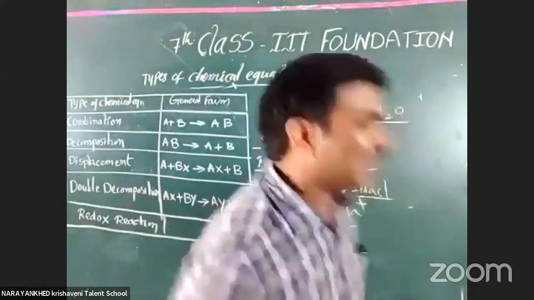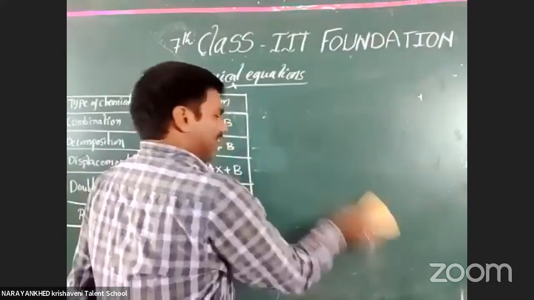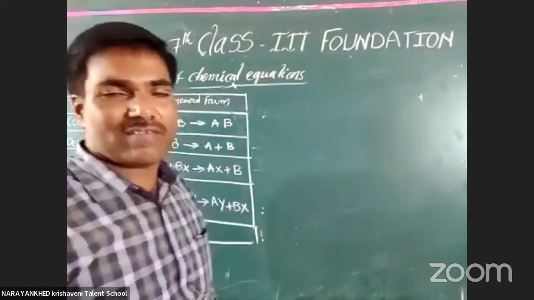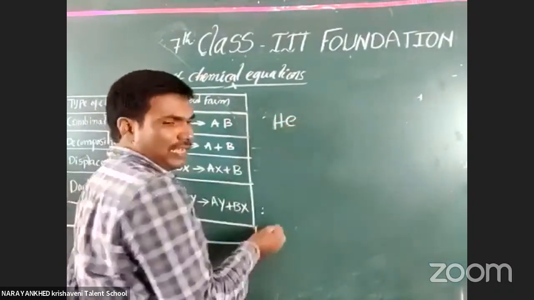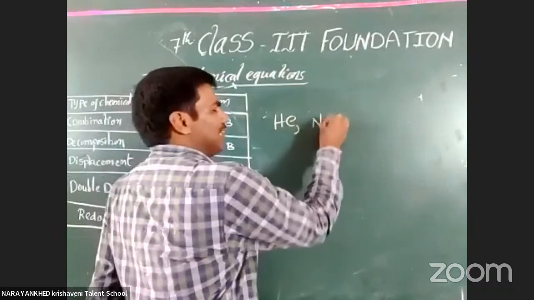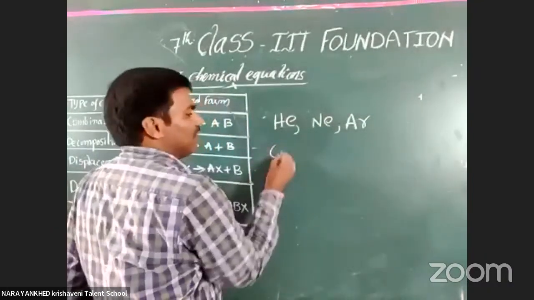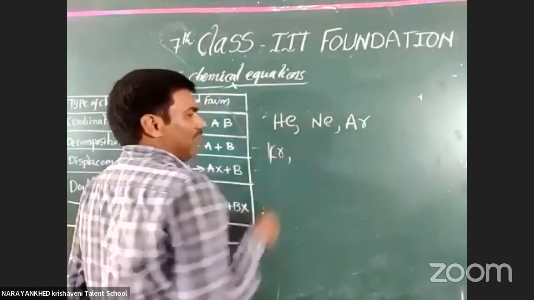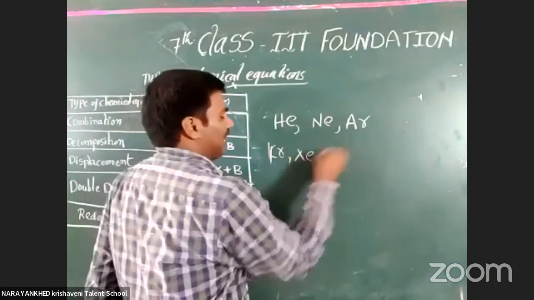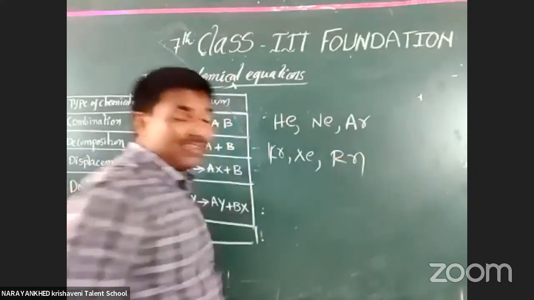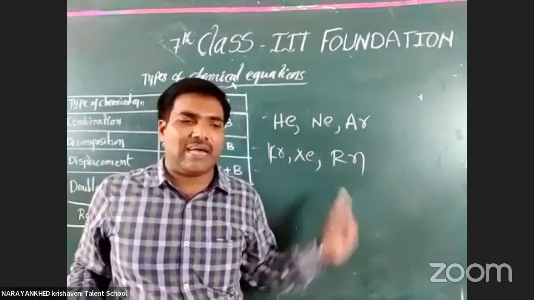One thing you have to know for this purpose. We have 6 inert gases. What are the names? Helium is one inert gas, neon is one, argon is another, krypton is another, xenon is another, and radon is another. These all 6 elements are called inert gases.